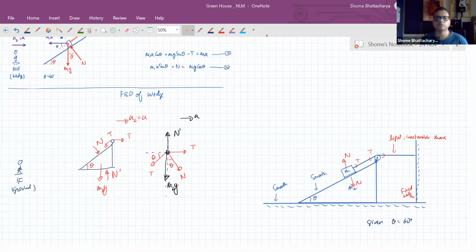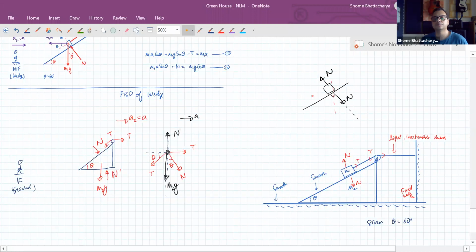Contact force between two objects, beta: a block is kept on a surface, so the surface applies a normal reaction on the block, and the block applies a normal reaction on the surface like this, and this is at 90 degrees to this surface. Okay. So with respect to vertical and horizontal, see this angle is theta, yeah, this angle will be theta. That's all.